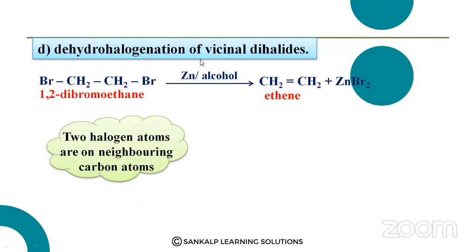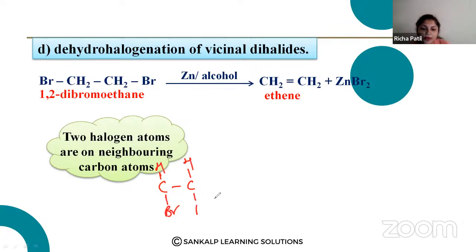Next, dehydrohalogenation of vicinal dihalides. What do you mean by vicinal dihalides? That is when two halogen atoms are on neighboring carbon atoms. You can see these halogen atoms are on neighboring carbon atoms. So this is called a vicinal dihalide.